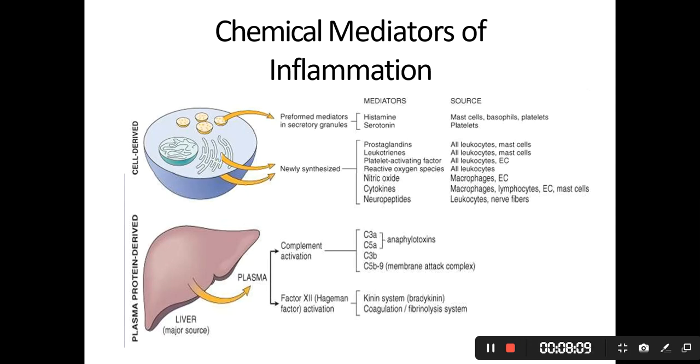The complement system and coagulation system are generally plasma derived, and plasma is formed with the help of the liver. That's why they are showing the liver over here, and this is the cell.